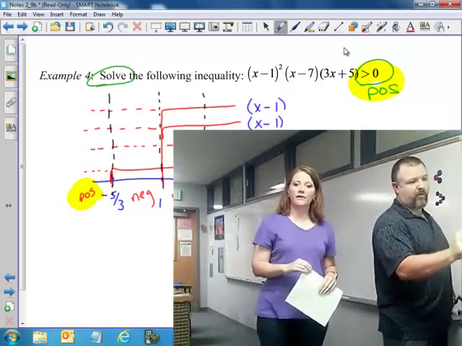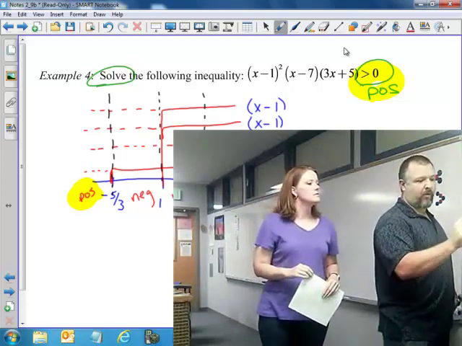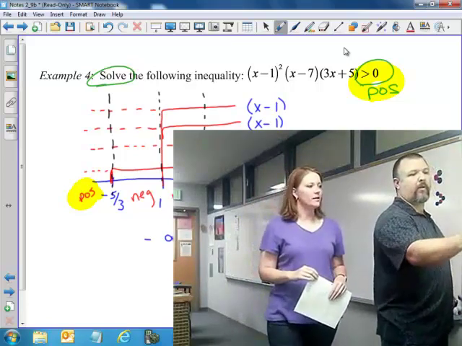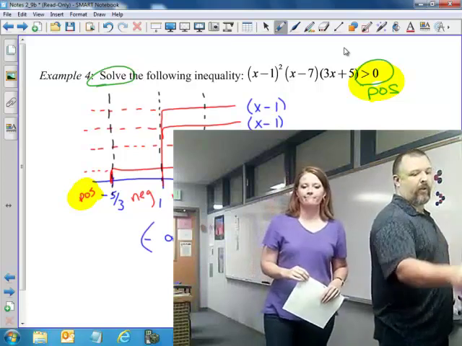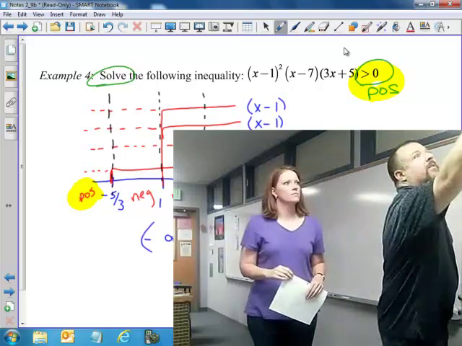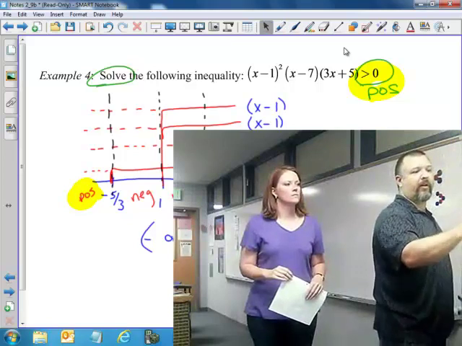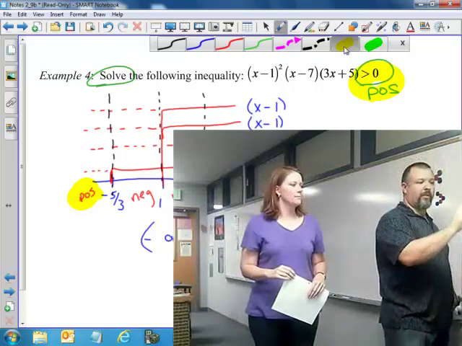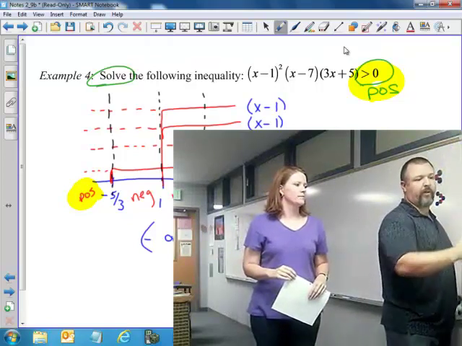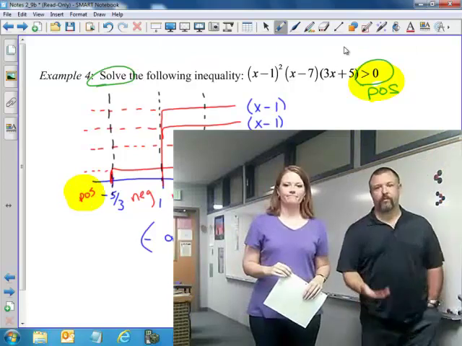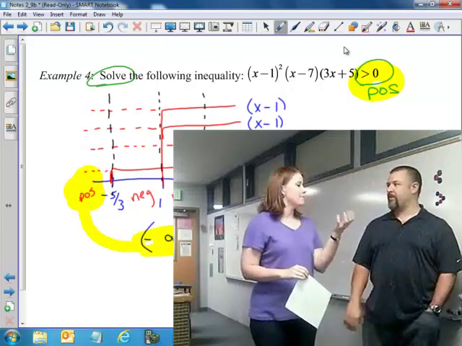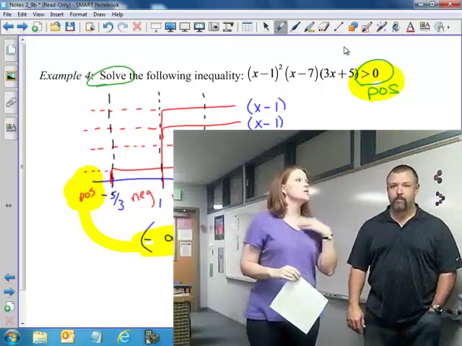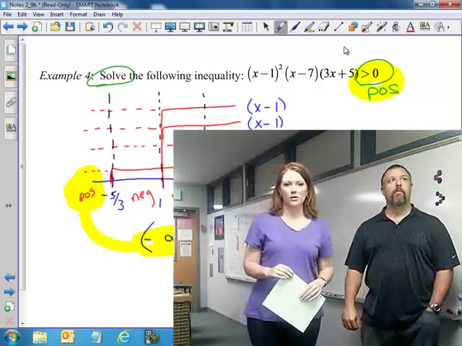So how do we describe this first interval? Well, we would go from negative infinity to negative 5/3. And then we would union that with 7 to infinity. And understand that is because this interval here is this one right here. And this interval over here is this interval right here. And that's it. We're done. Once you have the sign chart, it's pretty easy.